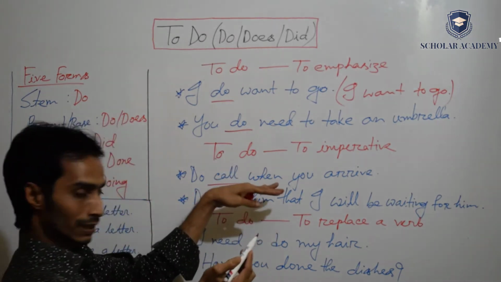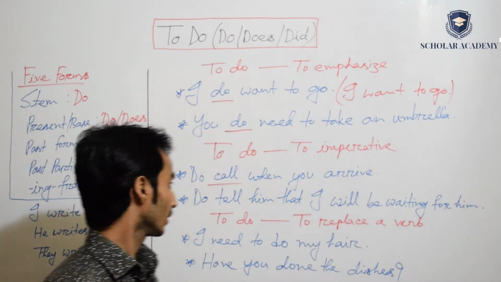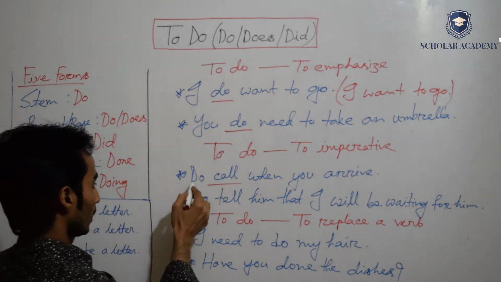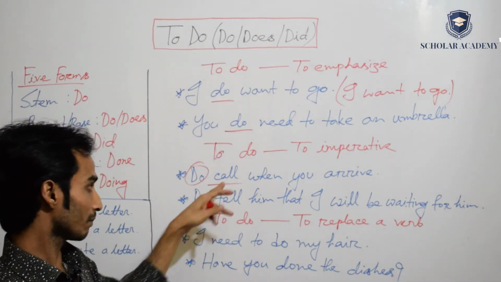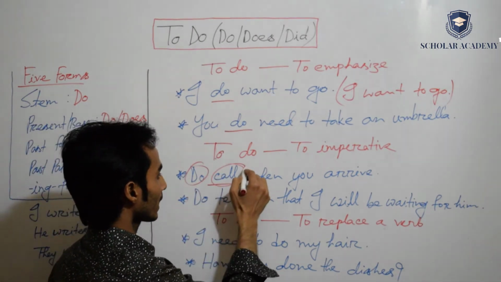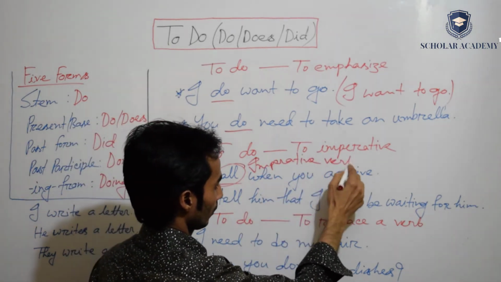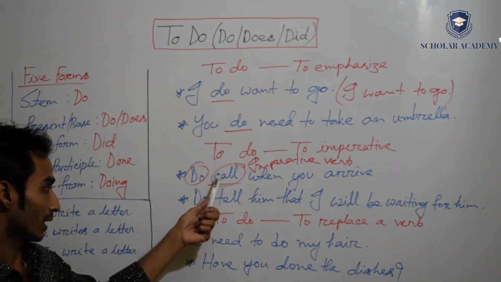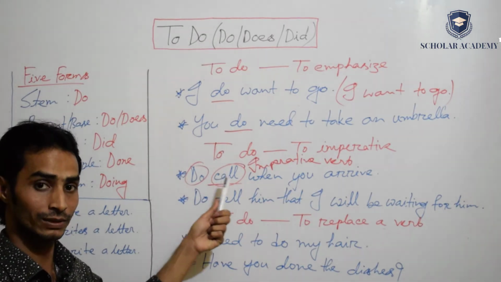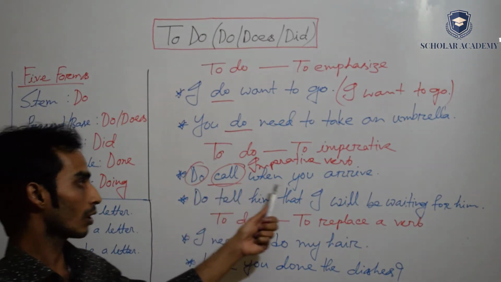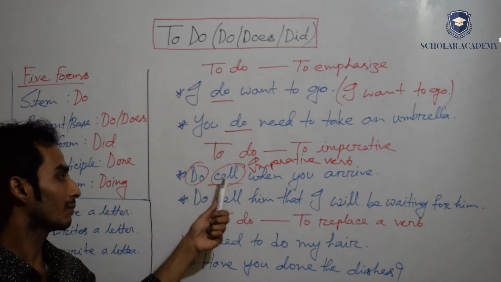Here in this sentence, the sentence is do call when you arrive. In this sentence, do is used to emphasize the imperative verb. Here call is an imperative verb, and do is used to emphasize the importance of that imperative verb. So do call when you arrive. That means calling someone is very important in this sentence.